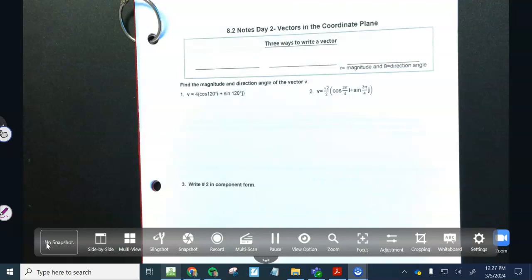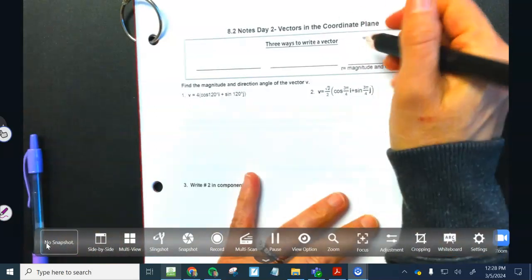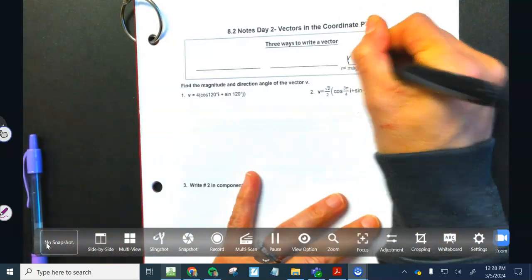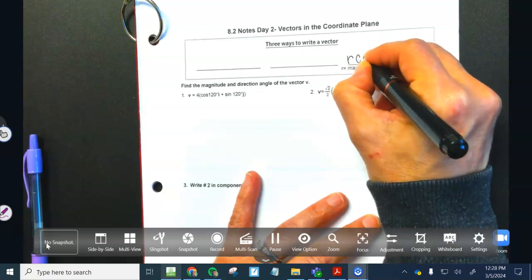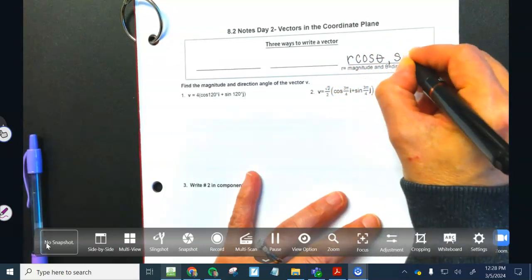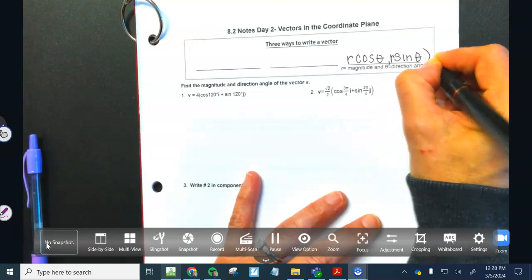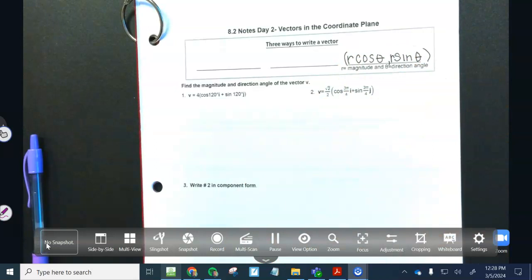All right, here's our brand new form. The brand new form that we're going to write on this last line, your buddies sine and cosine are coming back. So it is r cosine theta, r sine theta. So that's going to be another way.